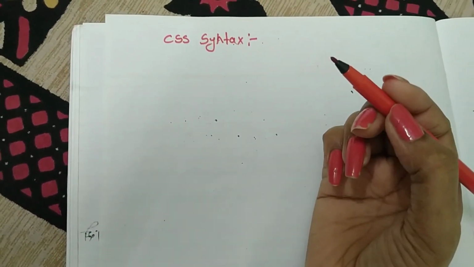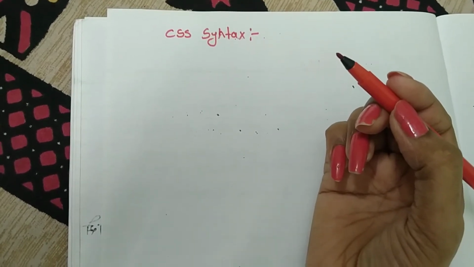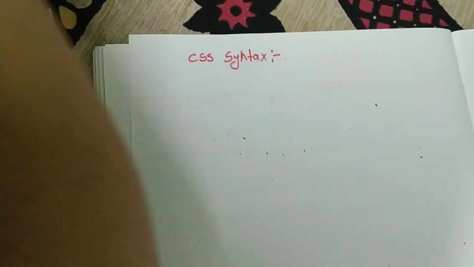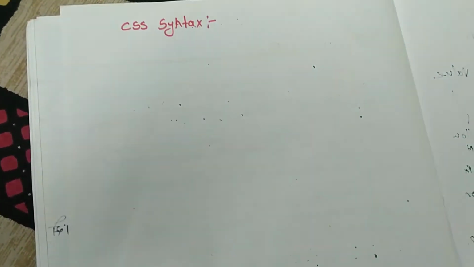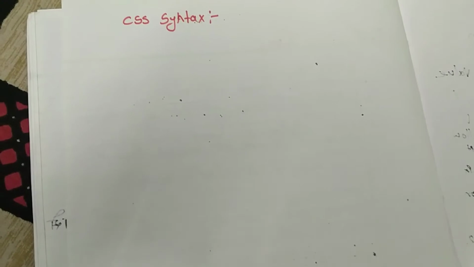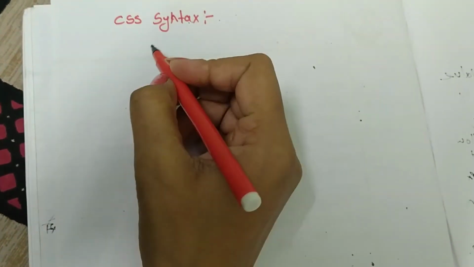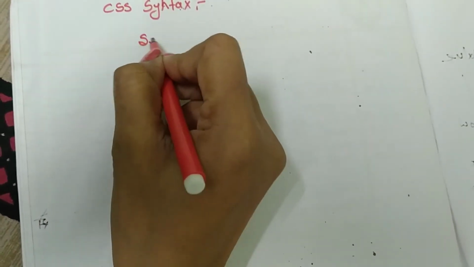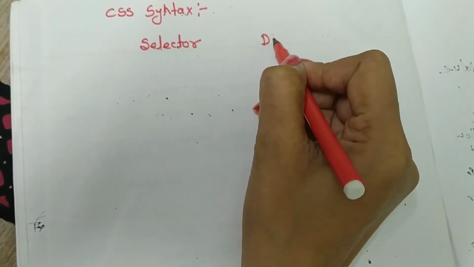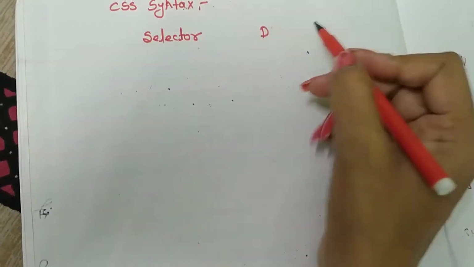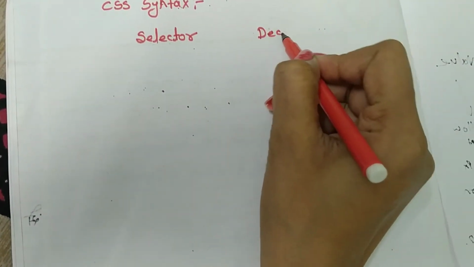Now today I am going to explain you the syntax of CSS. Before starting the CSS syntax, first I would like to explain that the syntax of CSS is divided into two sections. The first section is the selector and the second section is the declaration.